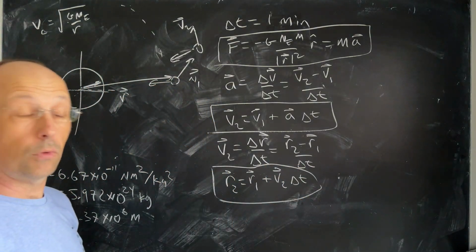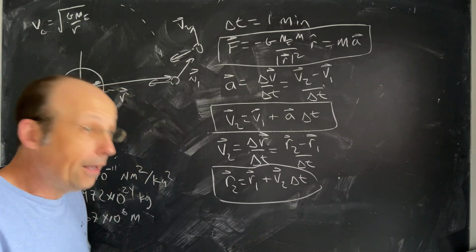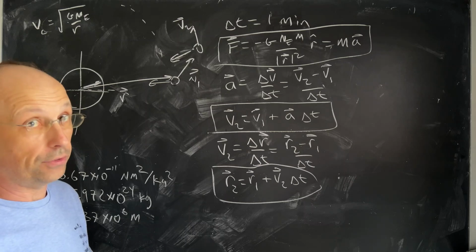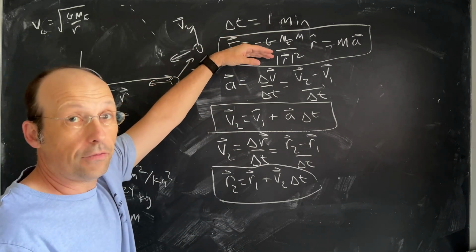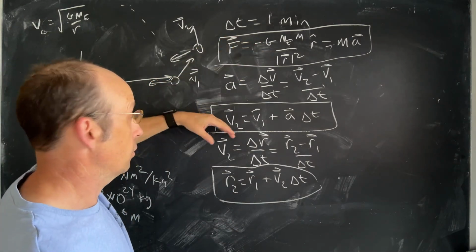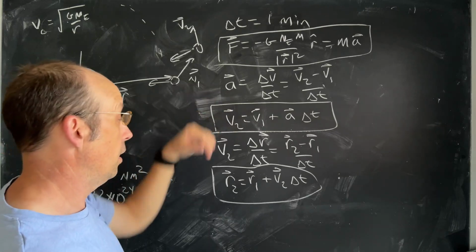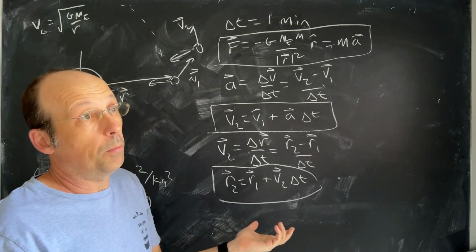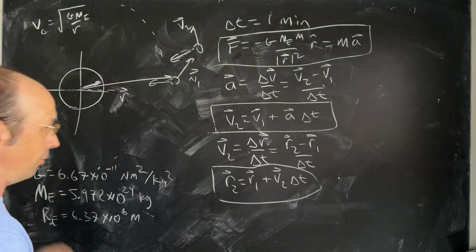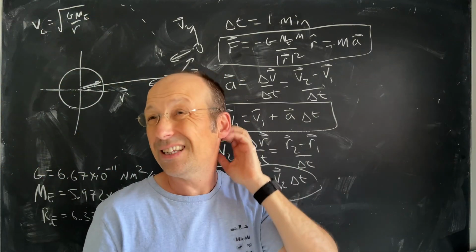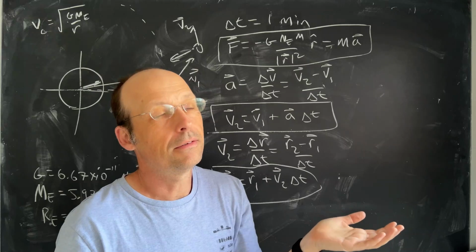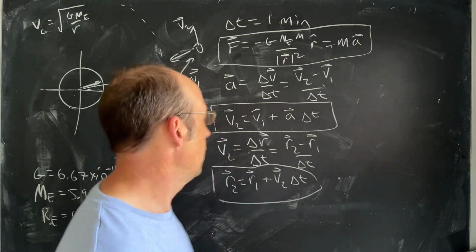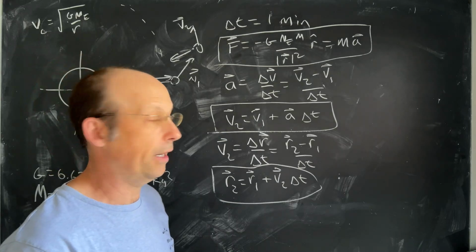Now we're done. We have a way to find the new position and velocity of the object after some short time interval delta t. Calculate the force, calculate the acceleration. Use that acceleration to update the velocity. Use that velocity to update the position. Now, I have just found out where it will be after 1 minute. But if I'm orbiting the Earth, it's going to take 90 minutes, okay? So let's use a delta t of 1 minute for right now.